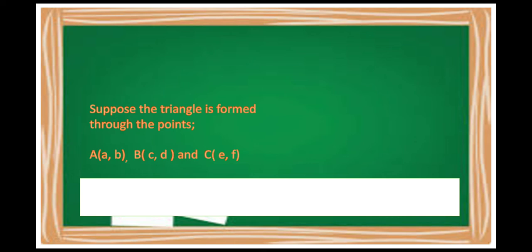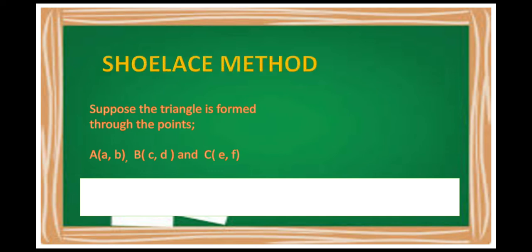Alright, so suppose the triangle is formed through these points. We have point A, point B, point C. Because a triangle has 3 sides and 3 angles, it will also consist of 3 points or 3 vertices. Suppose your point A is (a, b), your point B is (c, d), and your point C is (e, f).